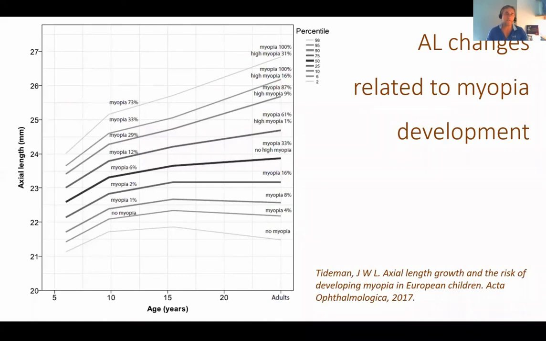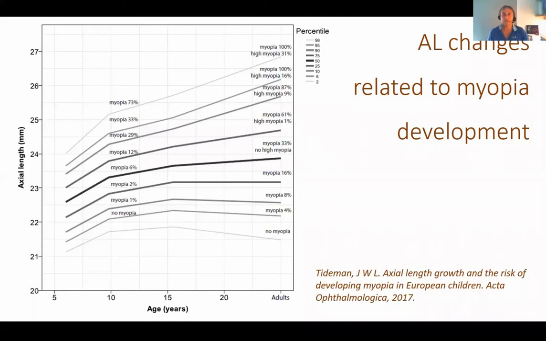Let's imagine you have a child who arrived at your office. The child is 10 years old, and let's say they have a 24 millimeter axial length in the eye. So we move here in the chart and we are exactly at this point. At this point, it means that at this age, only 12% of children will be myopic at the moment. Maybe the child is not myopic at the moment, but we know that the chance of myopia in the future will be around 60 to 90%.